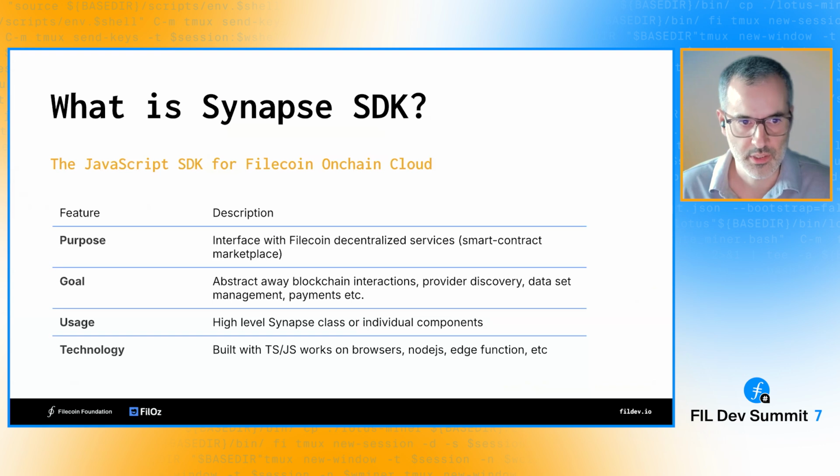The goal of Synapse is simple: abstract away all the complexity of blockchain interactions and decentralized storage protocols, and offer you a clean and reliable API. You can use a high-level Synapse class, or you can go into the individual components and build your own custom flows. And it's built to run anywhere that JavaScript runs.